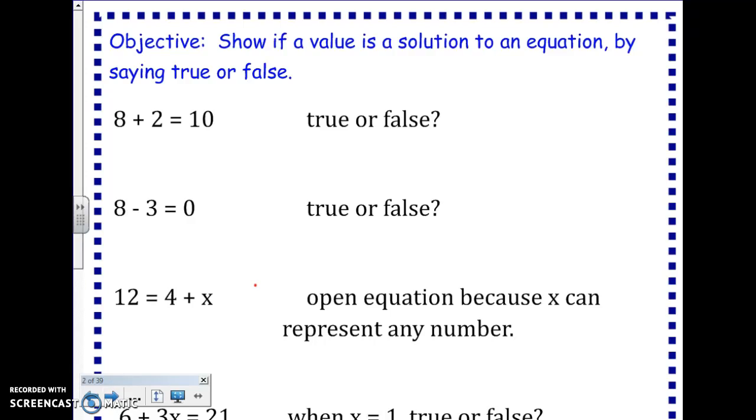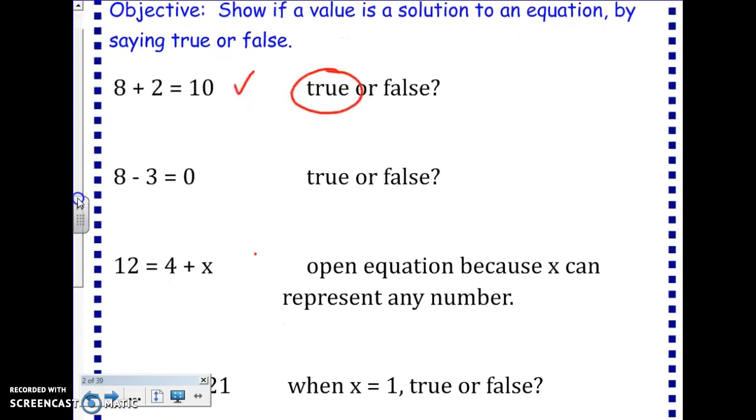Okay, so before we can go ahead and start solving equations, we need to know if something is really a solution to an equation or not. And to do that, we want to look at the equation and see if it's true or false. We're going to do that with a couple of examples with just numbers. Is 8 plus 2 equal to 10? You would say yes, and you would write for me that it's true.